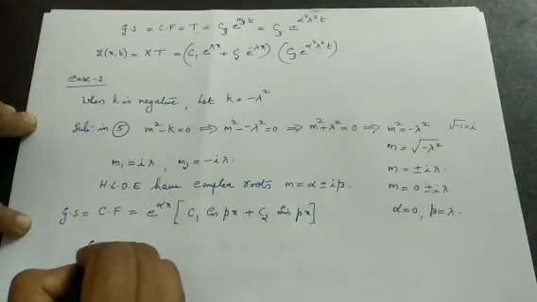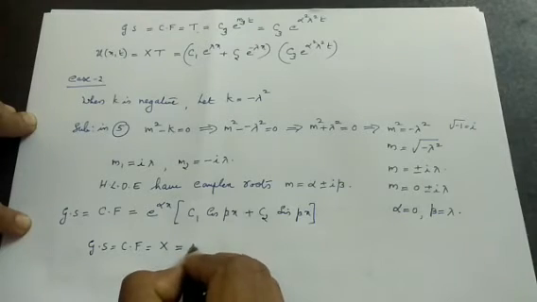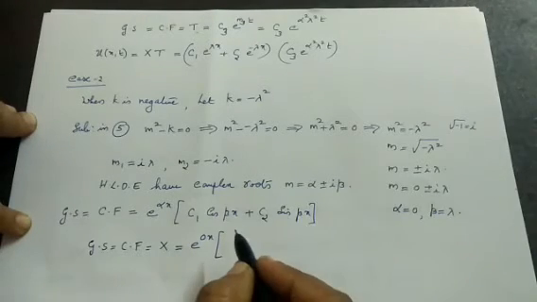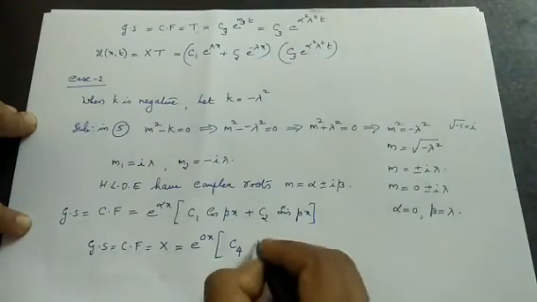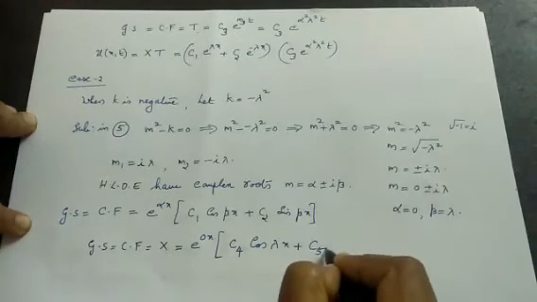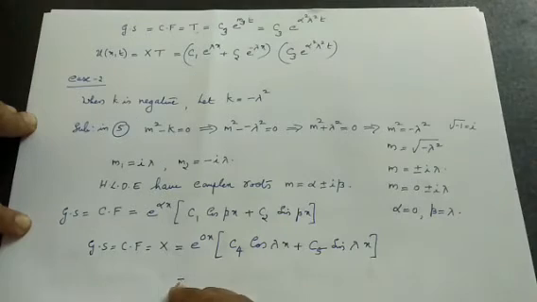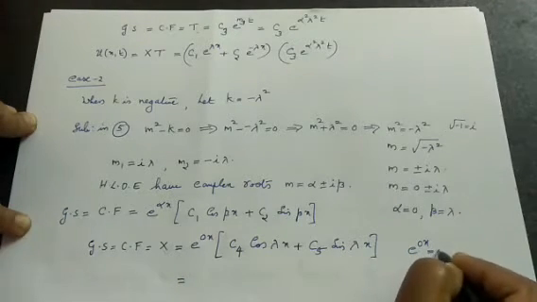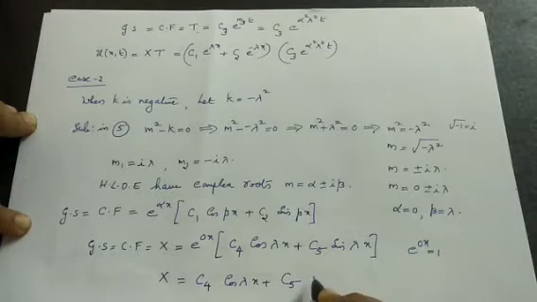Therefore, the general solution or the complementary function of this x can be written as e raised to 0x. Here, we have already used c1, c2 and c3. Therefore, here we can take c4 cos, in the place of beta we take lambda x, plus c5 sin lambda x. Now e raised to 0x is already known, it is equal to 1. Therefore here we have x is equal to c4 cos lambda x plus c5 sin lambda x.